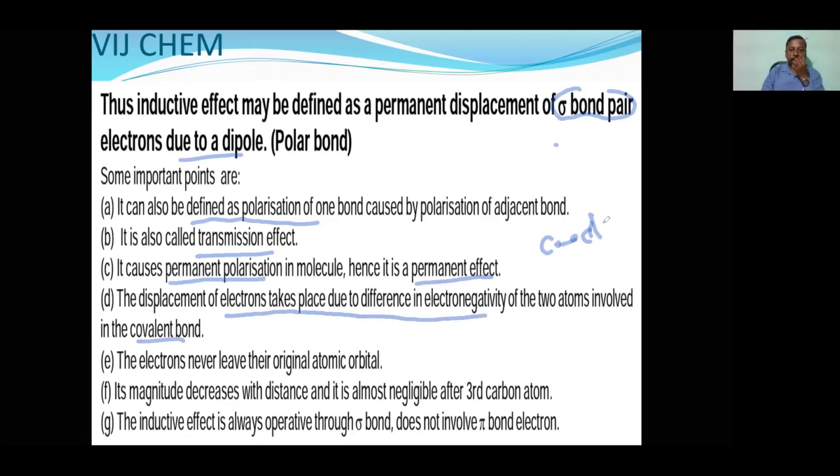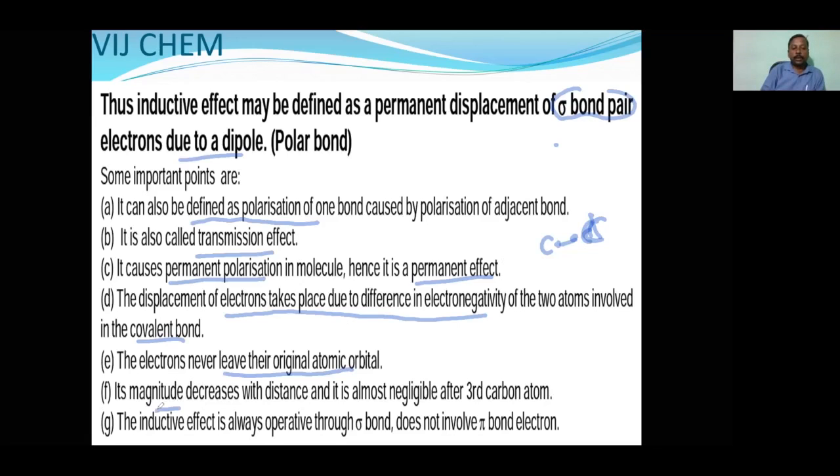Displacement of electrons takes place due to difference in electronegativity in the covalent bond. Suppose it is carbon and here also it is carbon, then there is no chance of the inductive effect. There are two special conditions that I am going to cover in the forthcoming slides. Electrons never leave their original atomic orbital. It does not mean that it is not going to lie in the sp or sp2 hybrid orbital. It stays in the same orbital, but the location is slightly shifted. Instead of exactly at the center, it will lie more nearby the more electronegative atom.